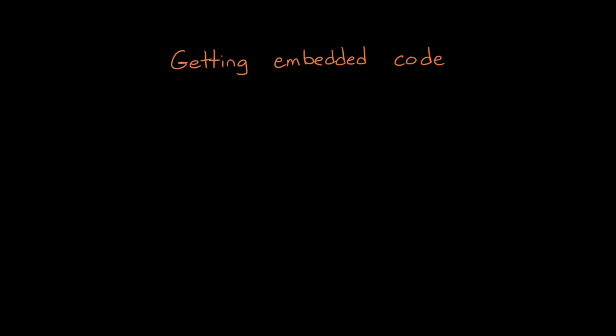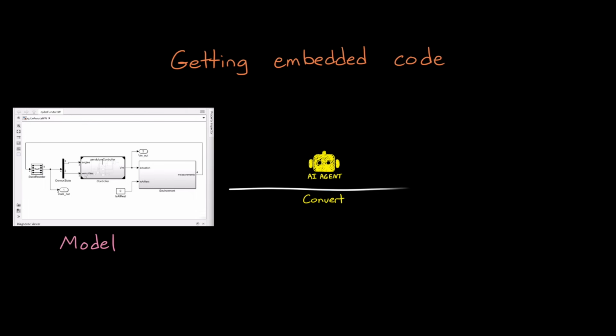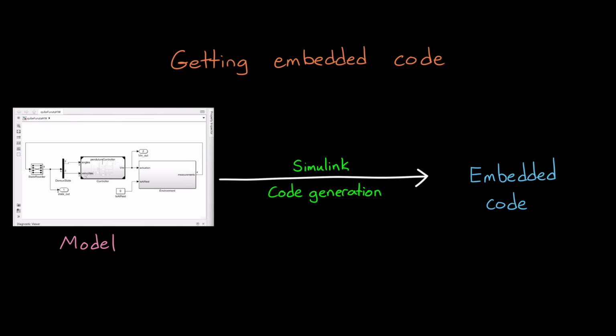So now let's talk about how we got this embedded code that perfectly matches our simulation. And it's important to note here that instead of having the agent convert the control software into embedded code on its own however it wants, we're taking advantage of the code generation capabilities within Simulink. The reason this is important is because Simulink generates embedded code from a model using well-tested deterministic workflows. So the same design always produces the same code, and every piece of that code can be traced back to the original model and requirements.